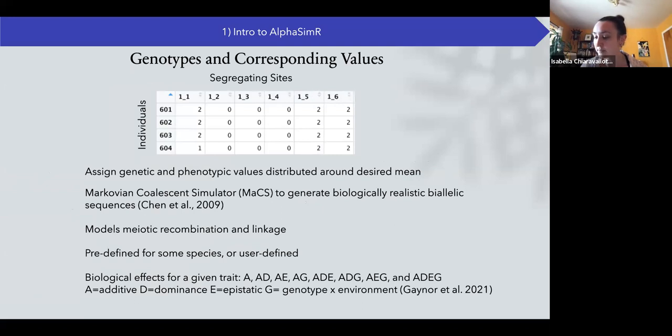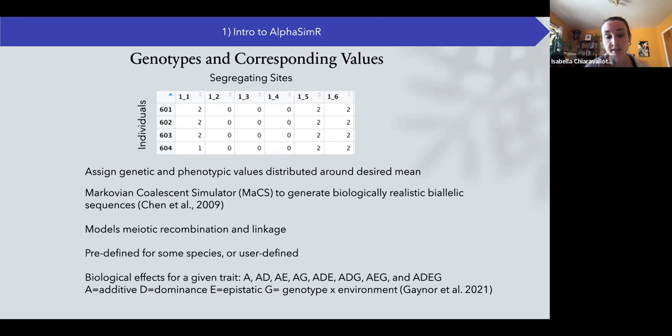AlphaSimR also has some predefined parameters for certain species. So if you're working on cattle, wheat, or maize, those demographic histories are preloaded, but you can also define your own parameters if you are working with a different species. AlphaSimR also models meiotic recombination and linkage, which we mentioned briefly in our discussion earlier.